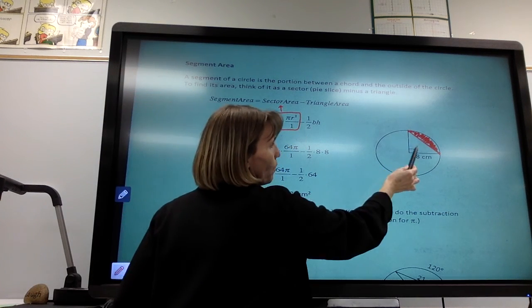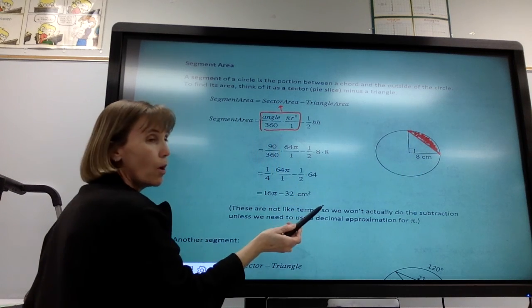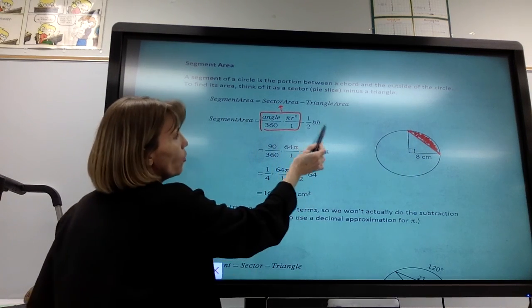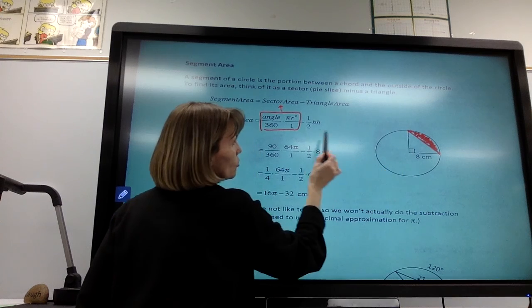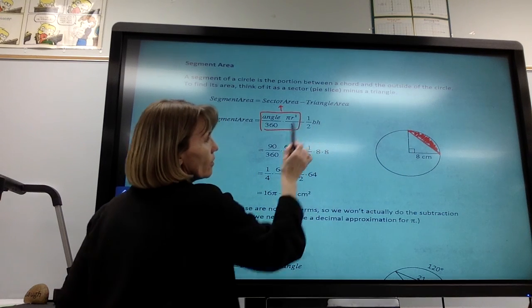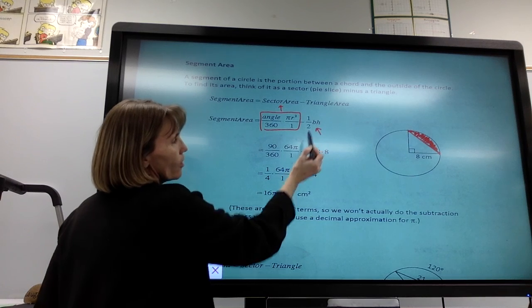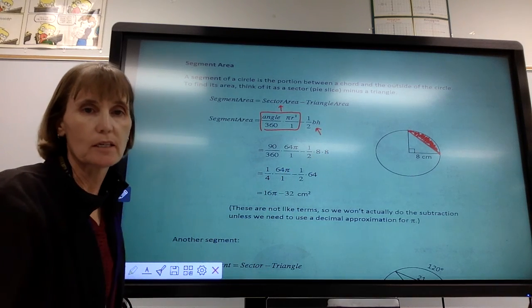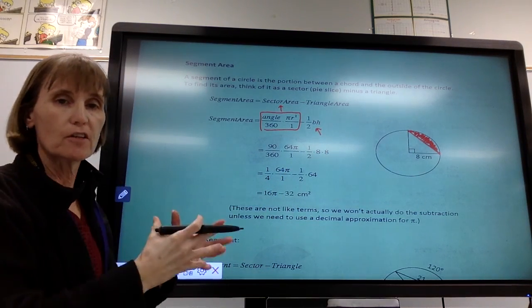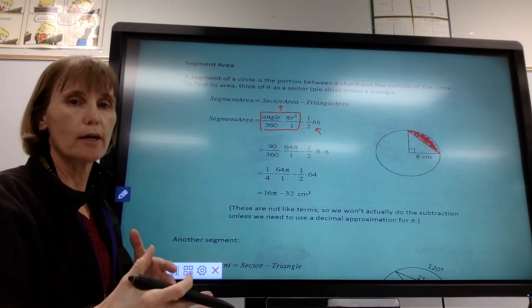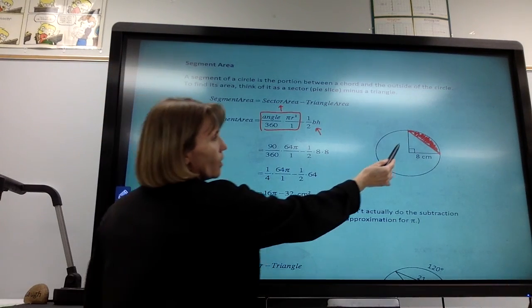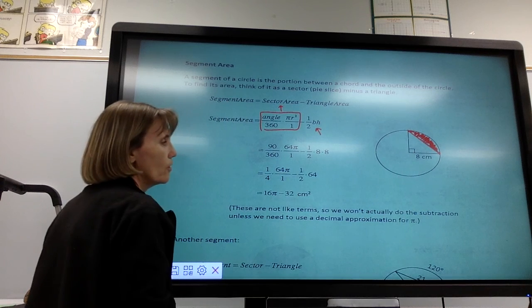Well, that's that whole piece right there. But we don't want that whole piece for the segment area. We don't need this triangle. So we're going to subtract the area of the triangle. And this came out of chapter 9. The area of a triangle is found by taking 1/2 base times height. So after we find the sector area, we just subtract the triangular piece that we don't need, and we're left with this little section right there.